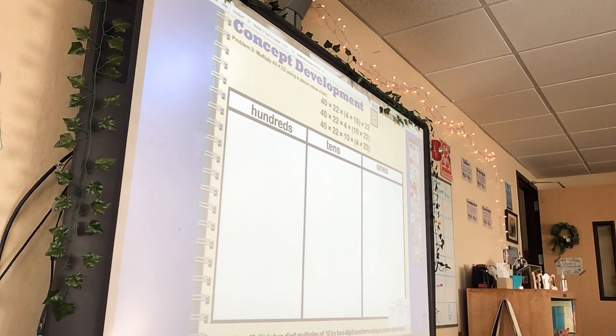Anytime we multiply anything by 10, it moves which way on the place value chart? Left or right? Left. How many spots? 1. It's going to be super important that you know that.